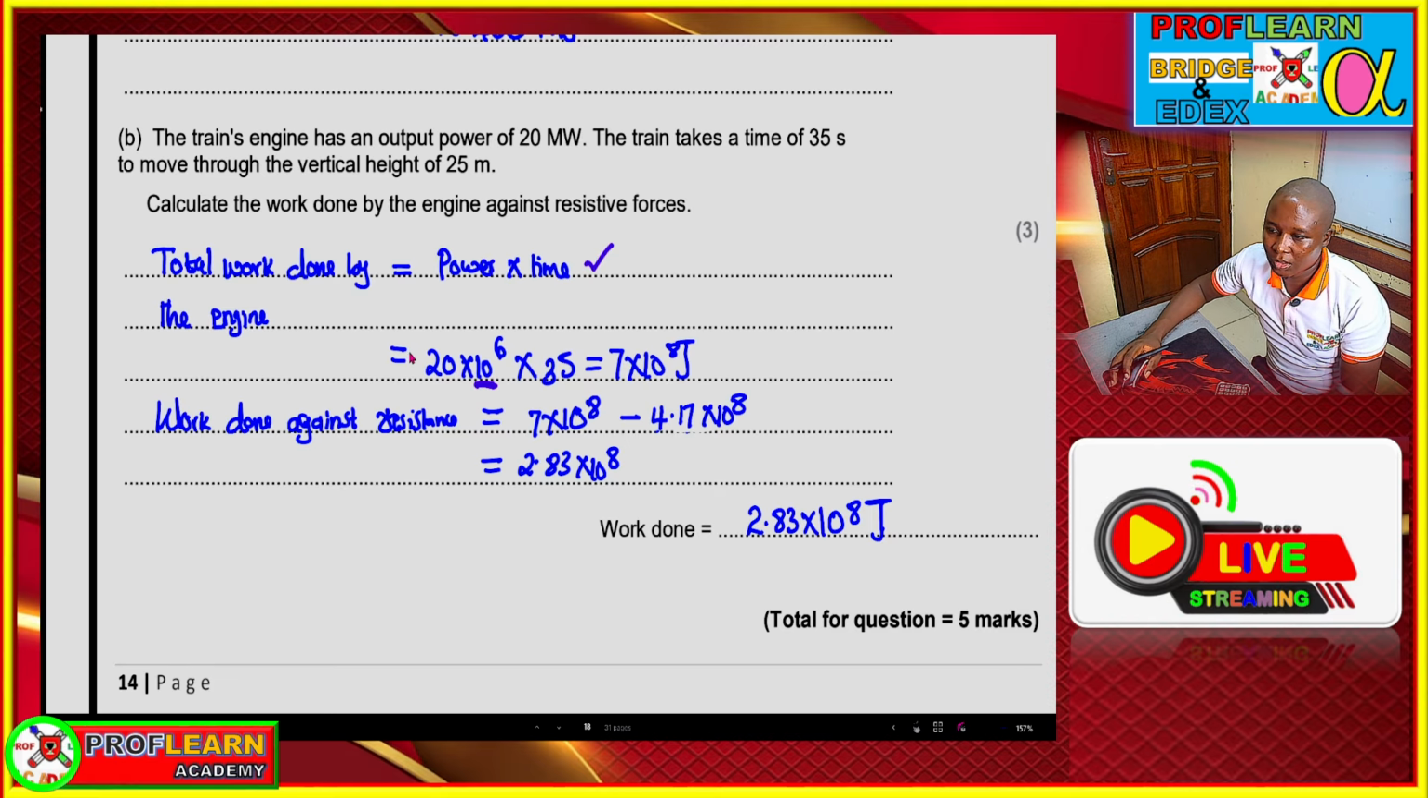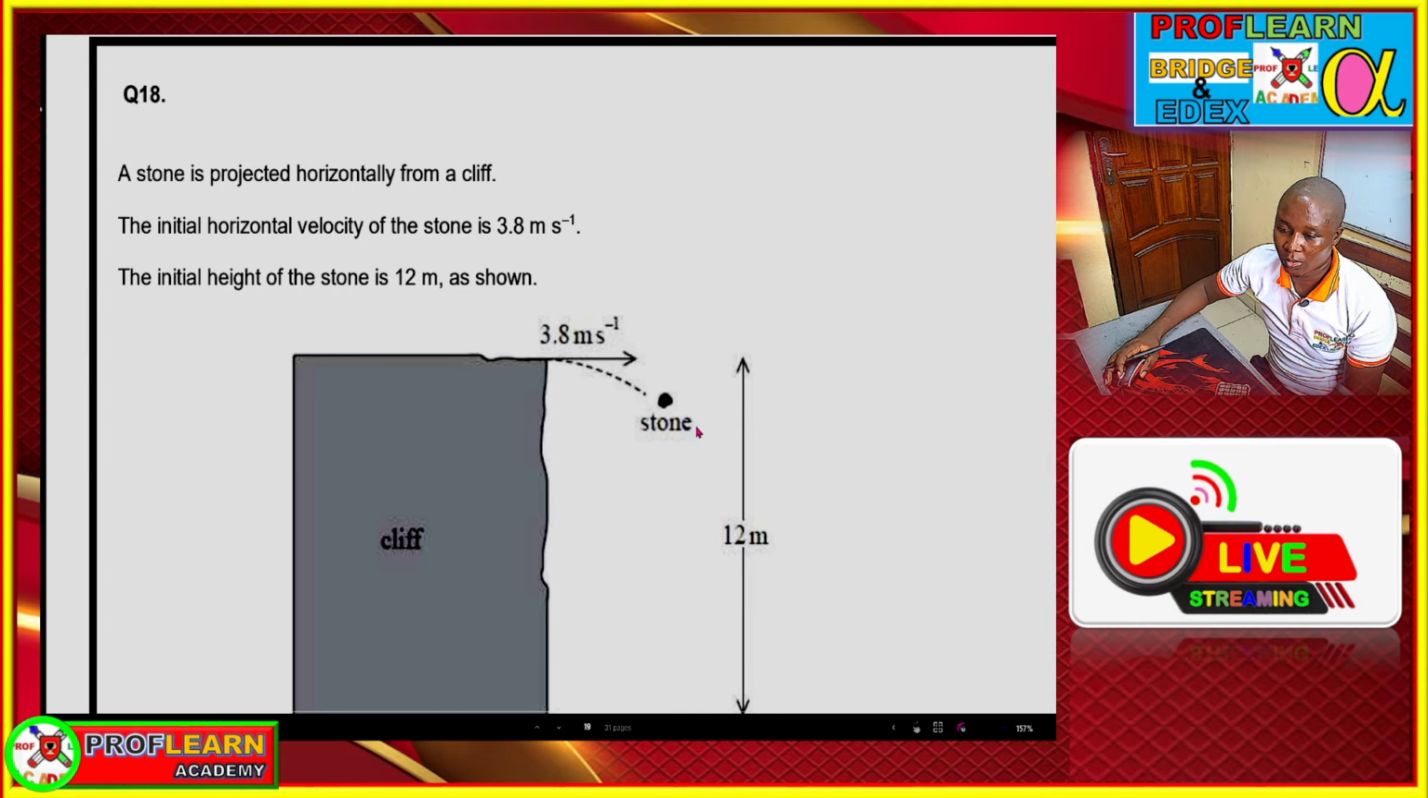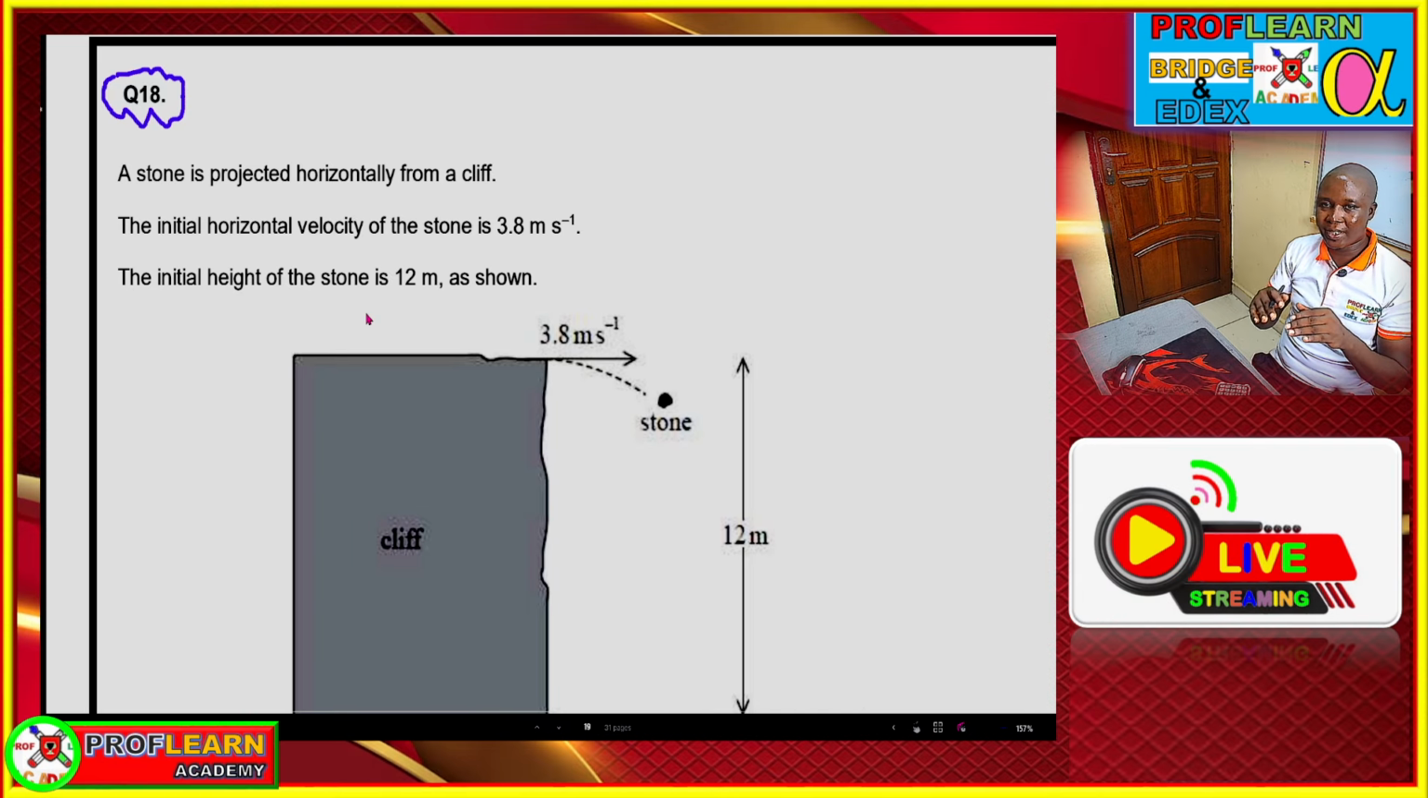So in that case, we're going to have 7 times 10 to the power 8 minus 4.17 times 10 to the power 8, which is going to translate to 2.83 times 10 to the power 8 joules. That was done against.